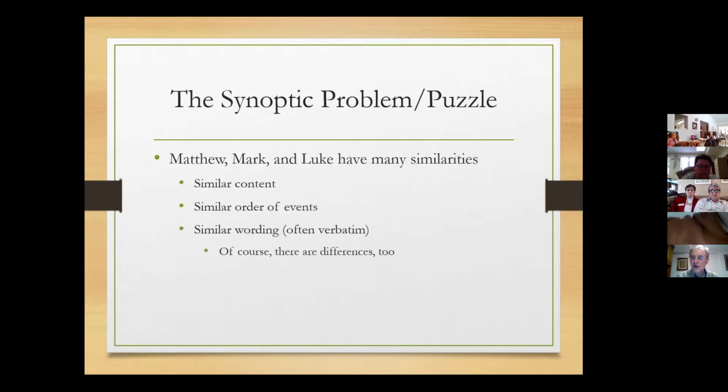So as I've already hinted, the puzzle is simply this. When you look at the Gospels side by side, there are similarities with respect to content, order of events, and similar wording. In some places, it's verbatim. This is evident in many English translations. It's even more evident in the original Greek.